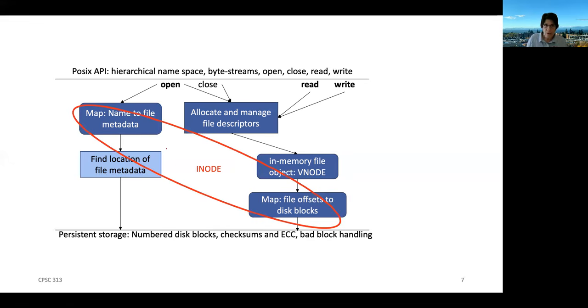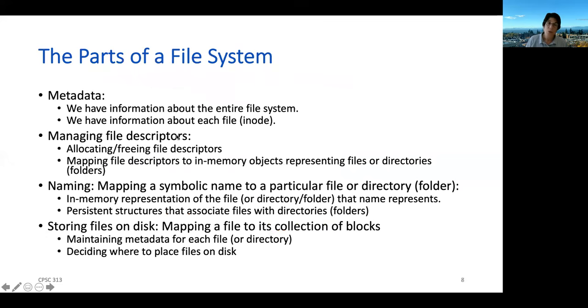So stepping back a moment, what we have is a bunch of different pieces that comprise a file system. So we have metadata, and in fact, we have two kinds of metadata. We have some metadata that describes the entire file system, like how big is a block for this file system? And then we also have, for each file and directory or folder, information about that object, including this mapping information we talked about. We call that an inode.